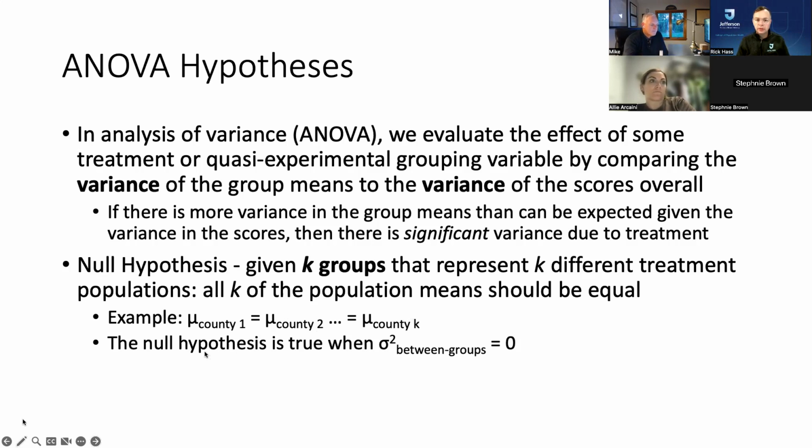So what we do in ANOVA is we test this hypothesis against an alternative that says, no, at least one of the counties is different. All we need to get variance to be an actual number is to have one of the groups be different than the others.